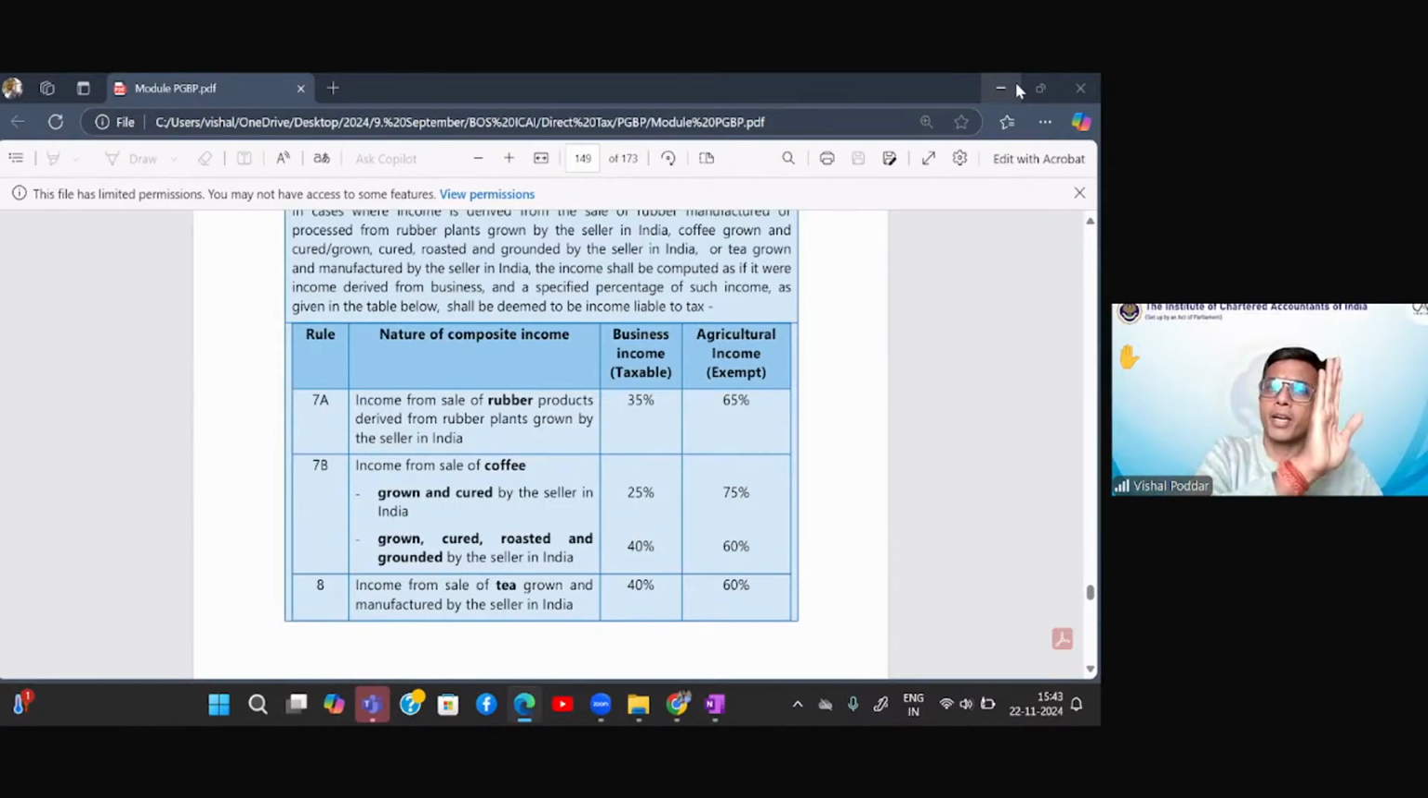Why? Because P&L credits the sales value and debits the expenses of agriculture and debits the expenses of manufacturing. All have been put to debit. So you get a single net profit figure. Now, this net profit you have to bifurcate, divide into agriculture portion and the manufacturing portion. Agriculture portion will be exempt because of 10(1) and the manufacturing portion will be taxable under the head business. Now, the law has given the breakup that you have to compulsorily follow this. So, what is the business?